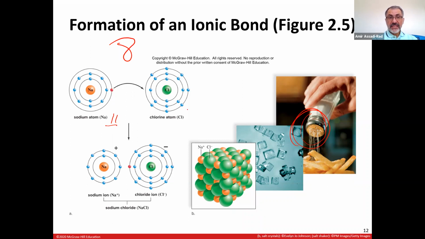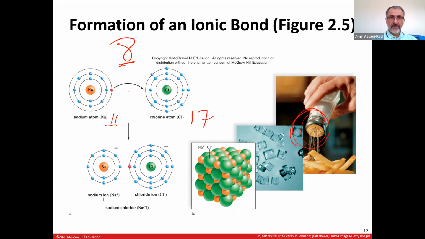Okay, chlorine has 17 protons in the nucleus. In the first shell, how many? 2. In the second shell, how many? 8. Remember, 8. In the third shell, it has 7. 2 plus 8 is 10, right? 17 minus 10 is 7. So it has 7 electrons in the outer shell. Sodium has 1 electron in the outer shell.